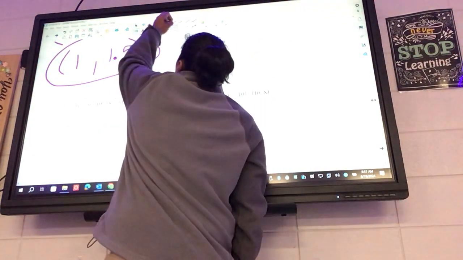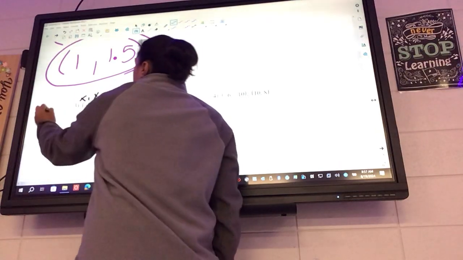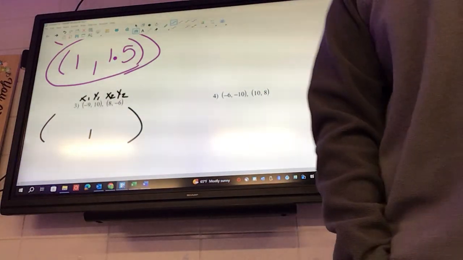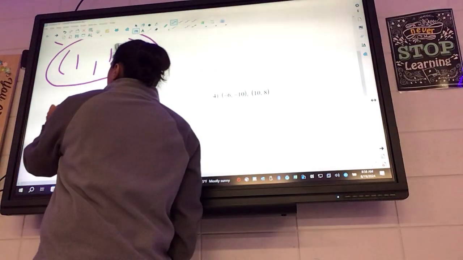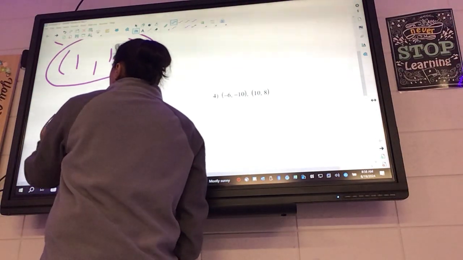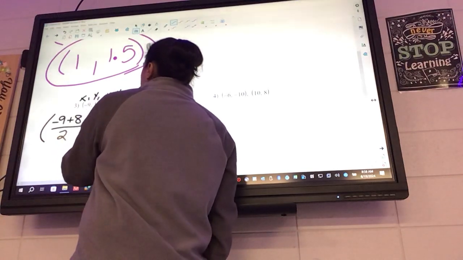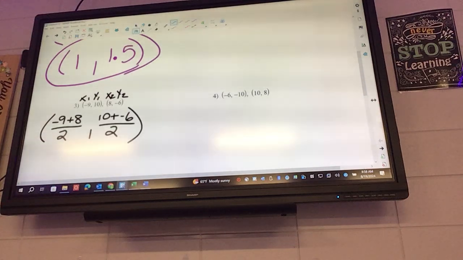Okay, number 3, we're going to say x1, y1, x2, y2. You're going to add the two x's together, which is -9 plus 8 over 2. And then we do the y's, so 10 plus -6 over 2. It does not matter if you do x2 plus x1 or x1 plus x2, but the x's have to go on the first part of the coordinate, and the y's go on the second part of the coordinate.